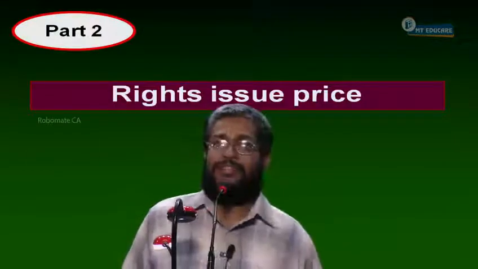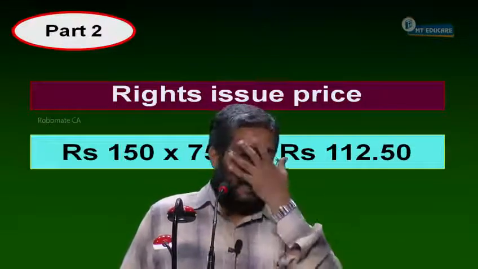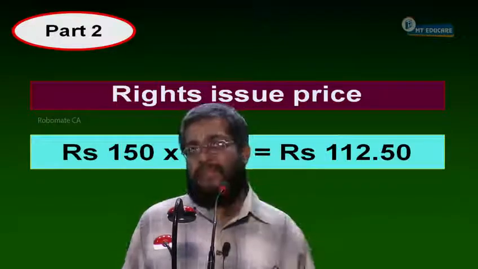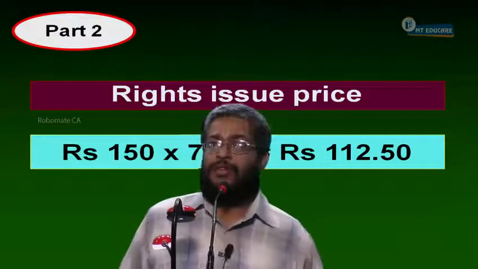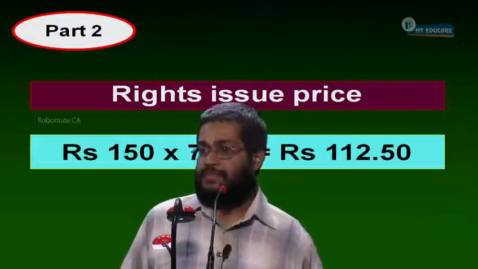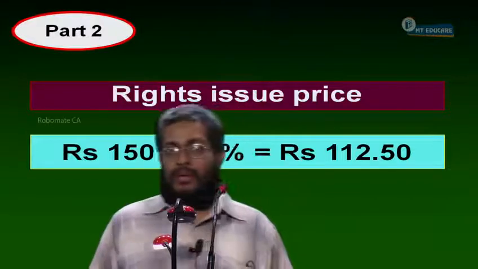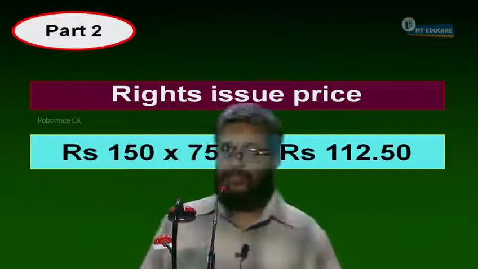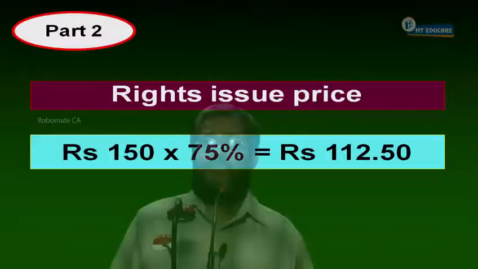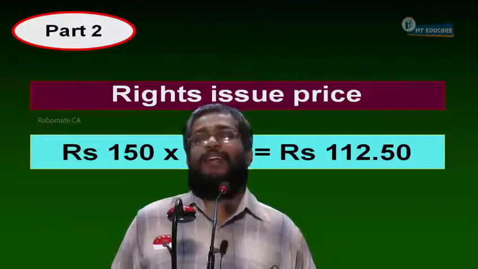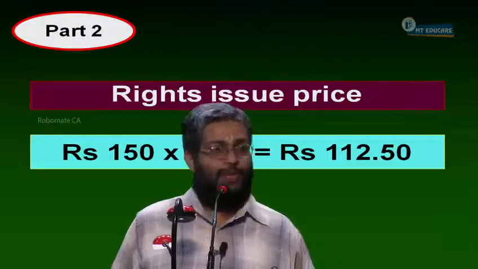Part 2. Rights issue price. 150 into 75% is equal to 112.5. Can you proceed?